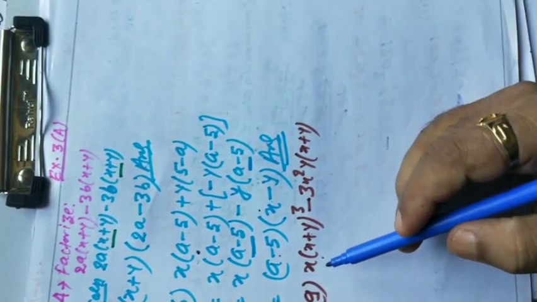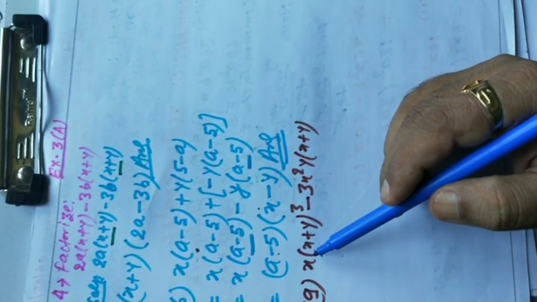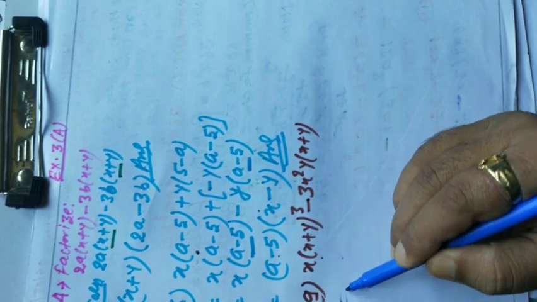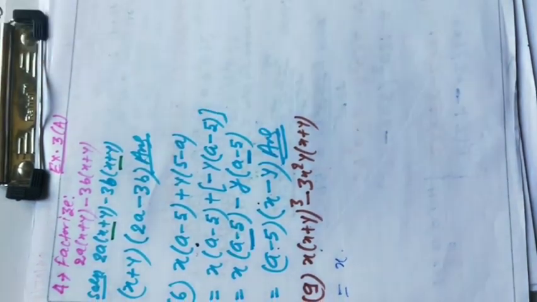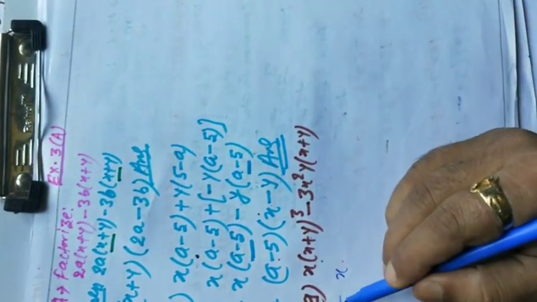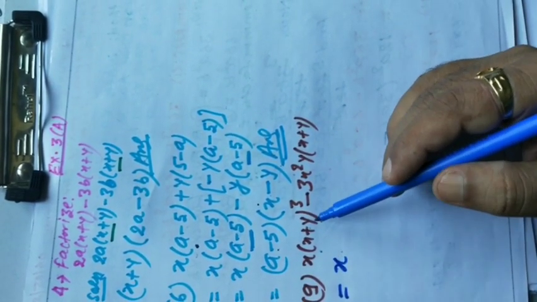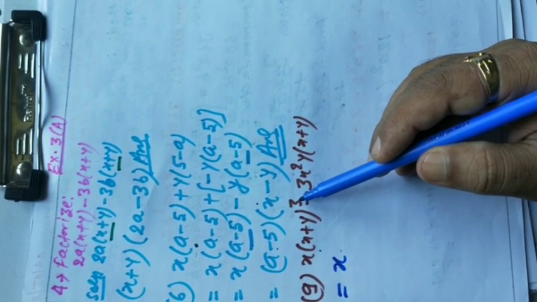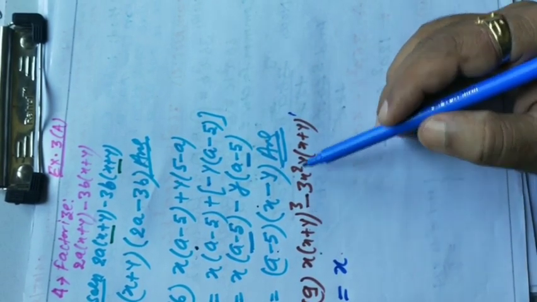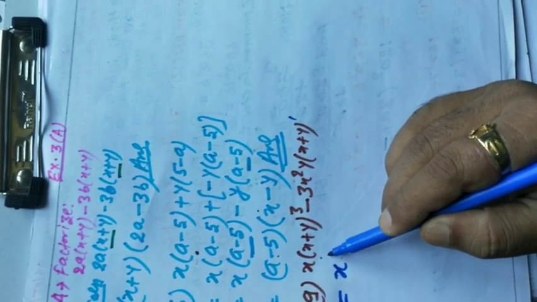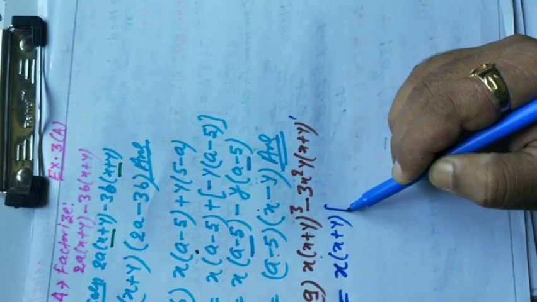So see, x is here and x raised to the power 2 is here. So the lowest power will be common. So x will be common. So put here x. And x plus y raised to the power 3 is here in the first term, and x plus y raised to the power 1 is there in the second. So x plus y power 1 will be common. So put x plus y here, and then you have to put the bracket here.